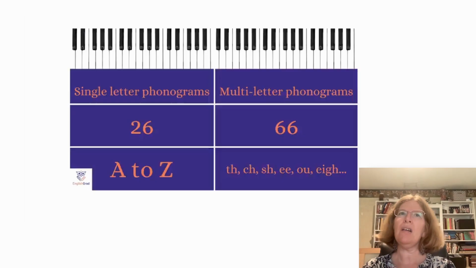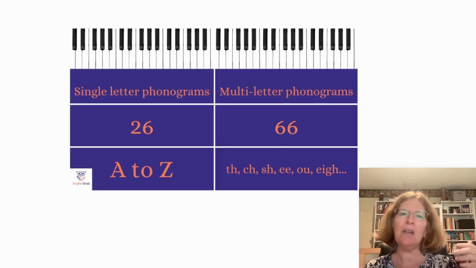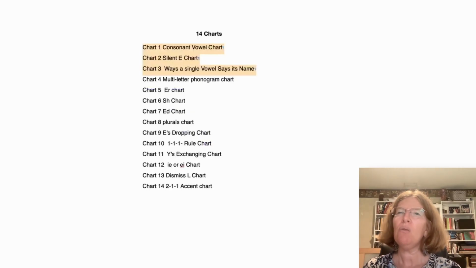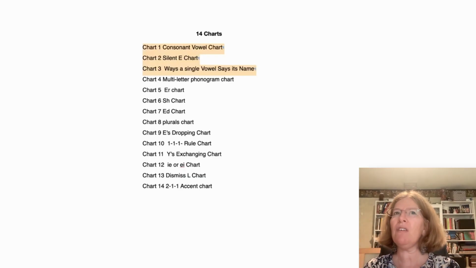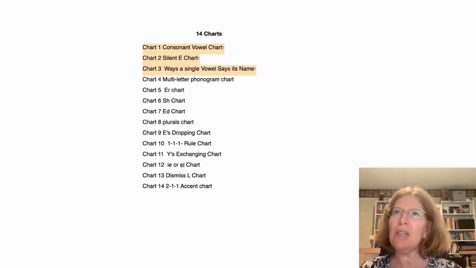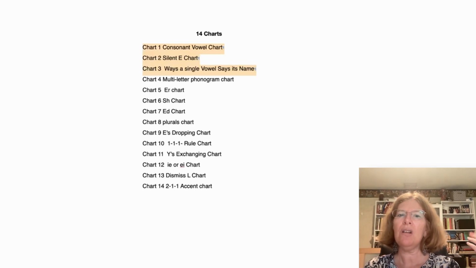We teach first single letter phonograms and then multi-letter phonograms. And you start teaching the charts. Remember, there are 25 different spelling rules? Well, these 25 spelling rules are taught in 14 charts. My previous videos have included the consonant vowel chart, the silent E chart, the 3 ways a single vowel says its name, and I taught the ed-t chart because I recently taught that to one of my students. So I'm using the things that I use with my students every week.